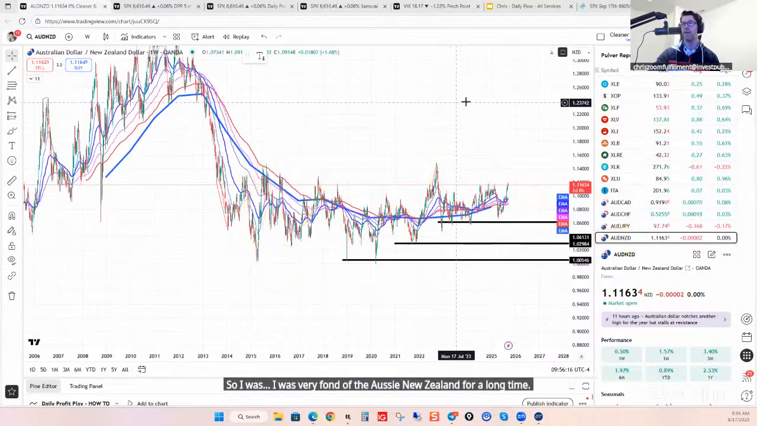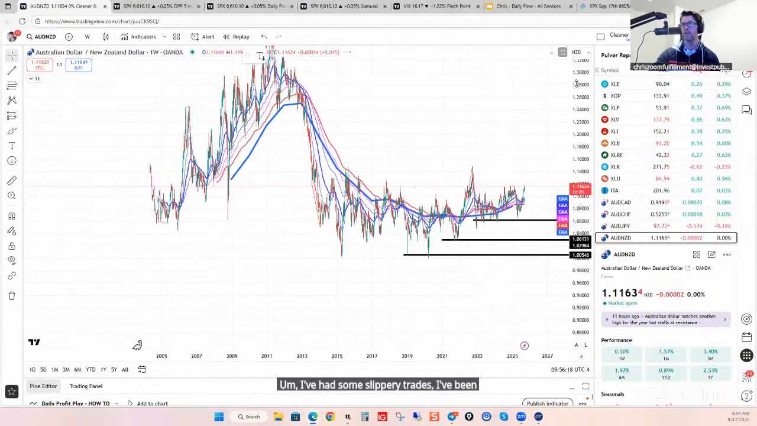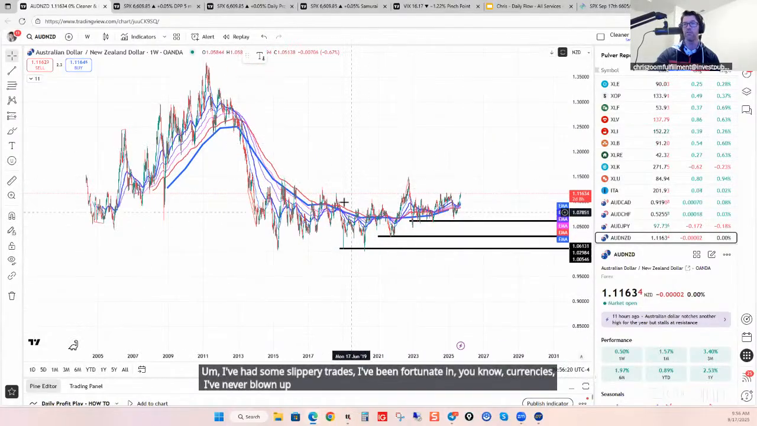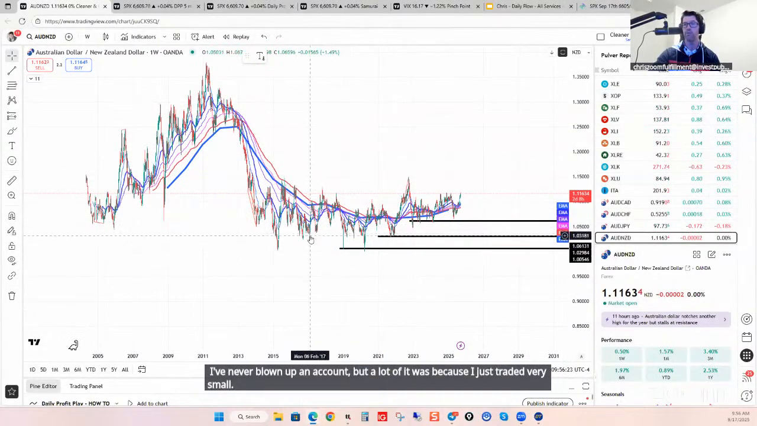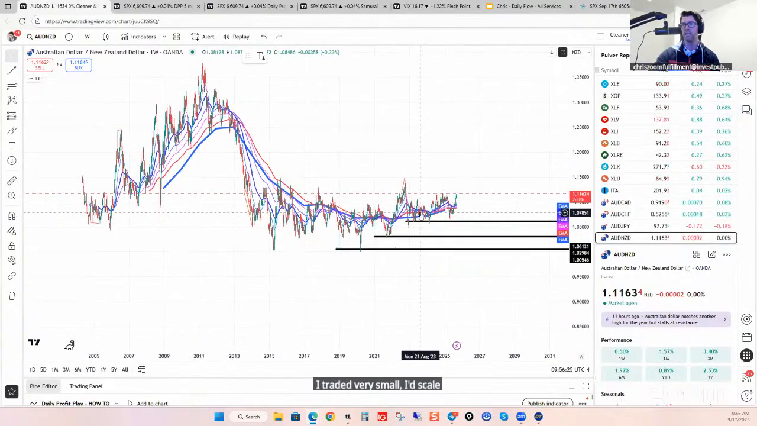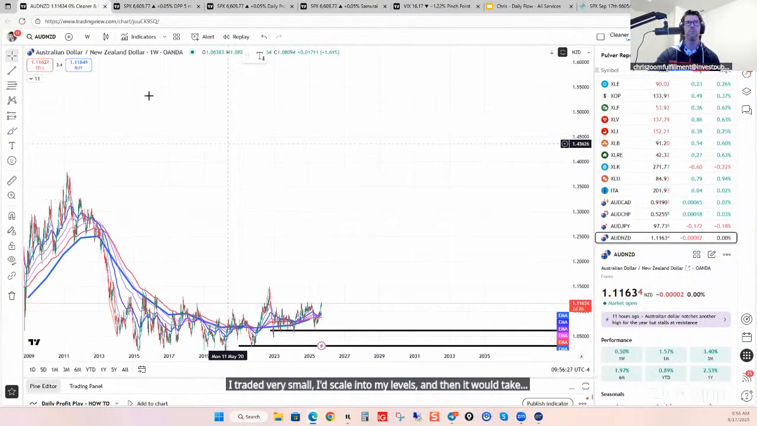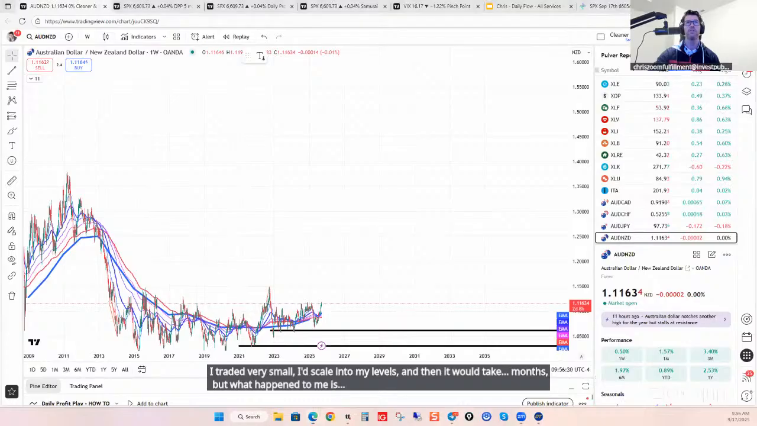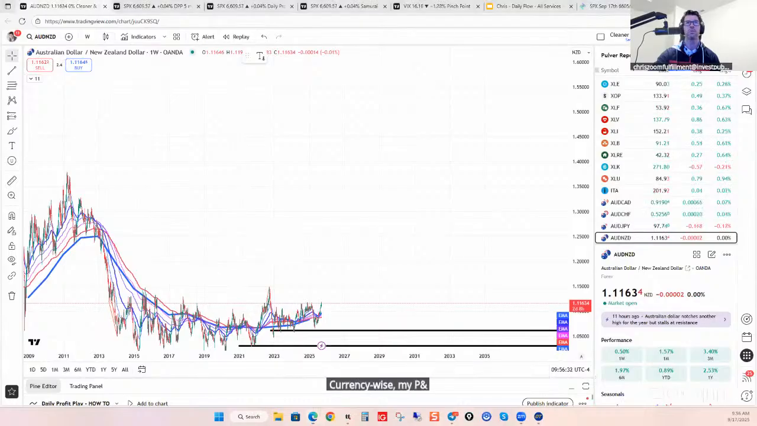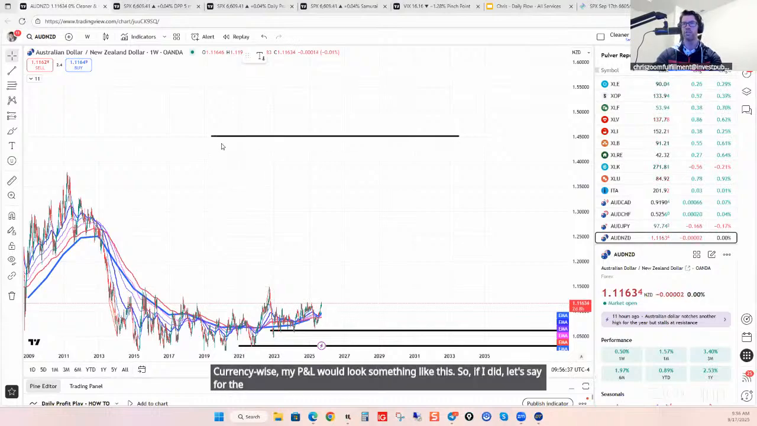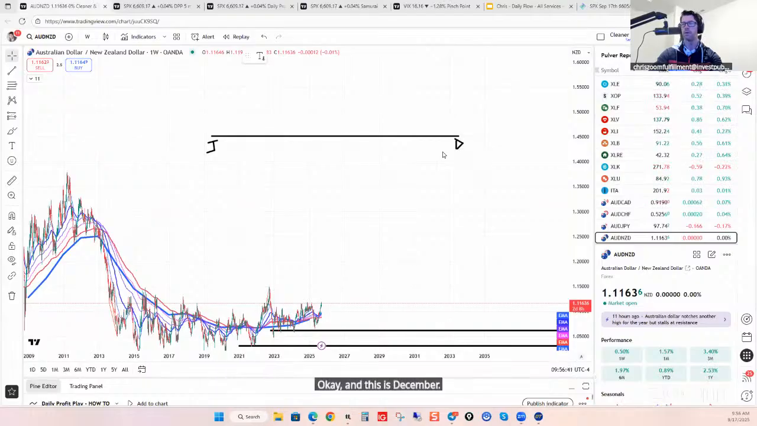I've had some slippery trades. I've been fortunate in currencies that I've never blown up an account, but a lot of it was because I traded very small. I'd scale into my levels, and then it would take months. But what happened to me is currency wise, my P&L would look something like this. Let's say for the month, this is January, and this is December, January to December, I would have like no profit, no profit, no profit, and then I'd make like 8%.